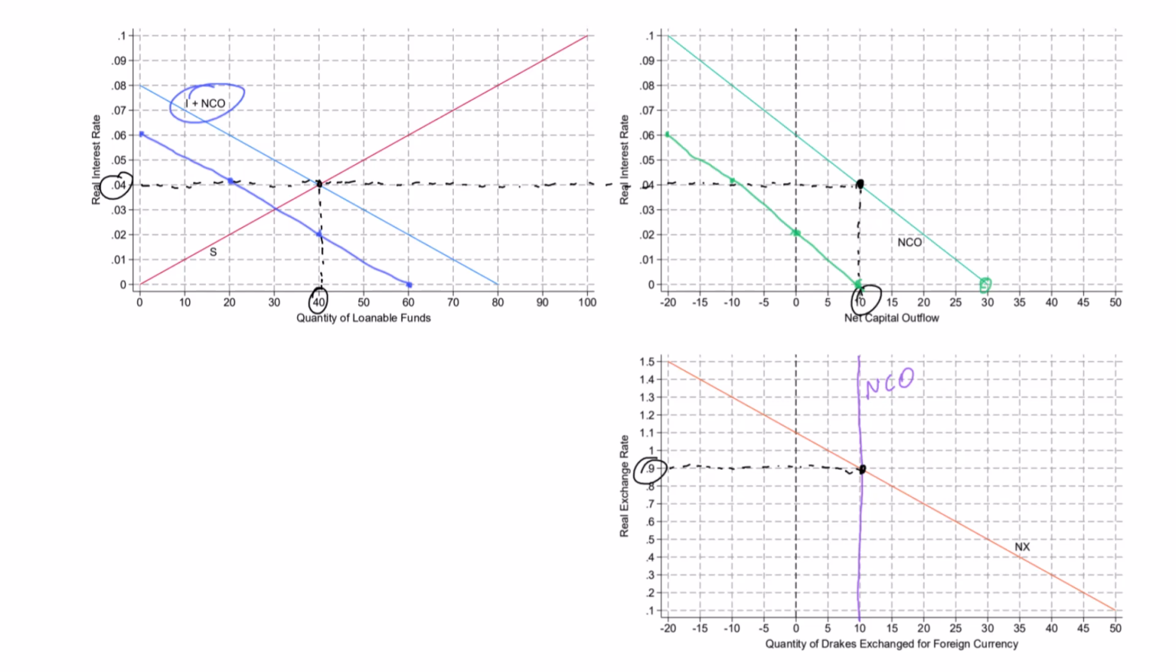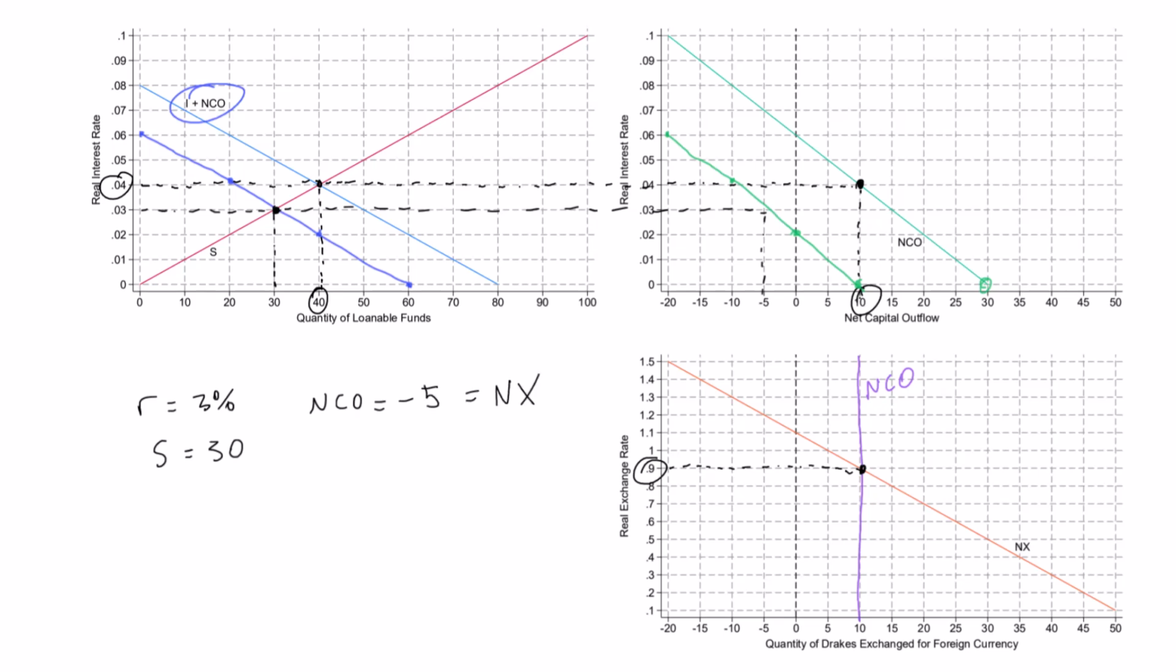Now to figure out our new equilibrium, we've got real interest rate right here at 3%. National saving is 30. Now carrying that 3% all the way over back to our NCO graph, what we see is that now NCO is -5, and so is net exports, since those have to be equal.